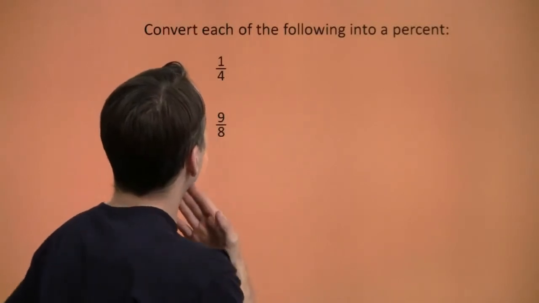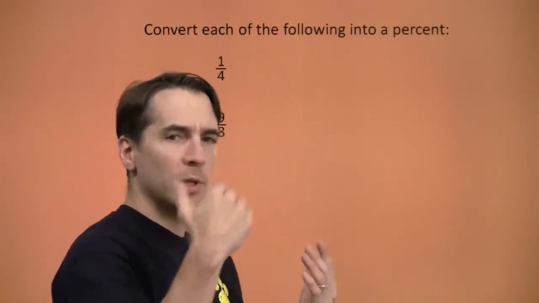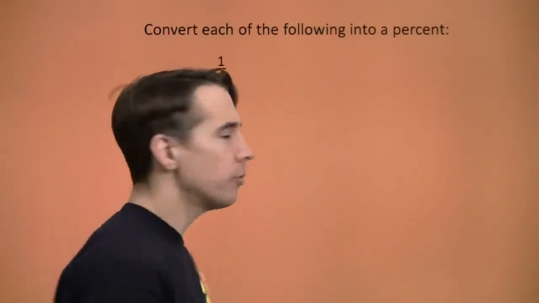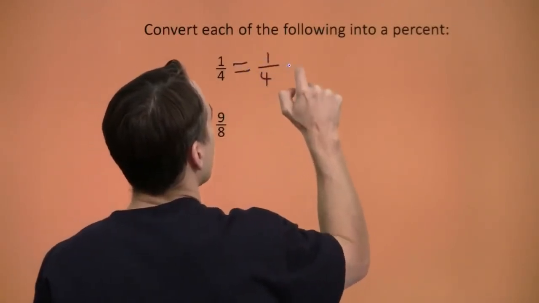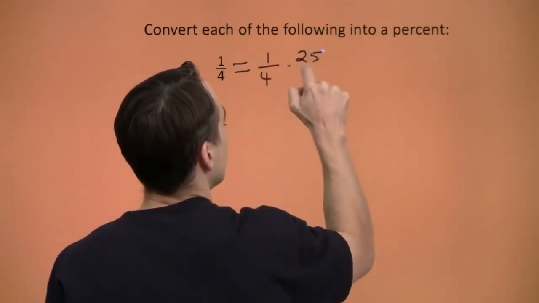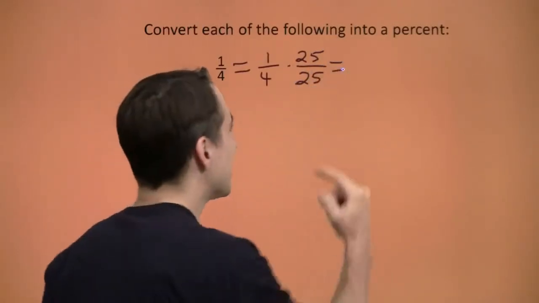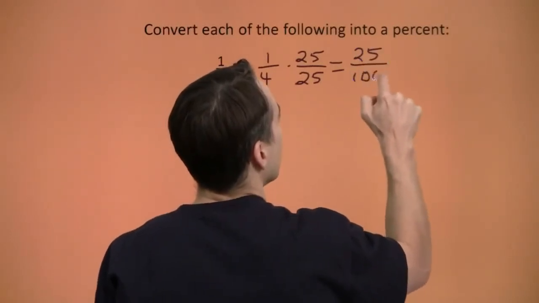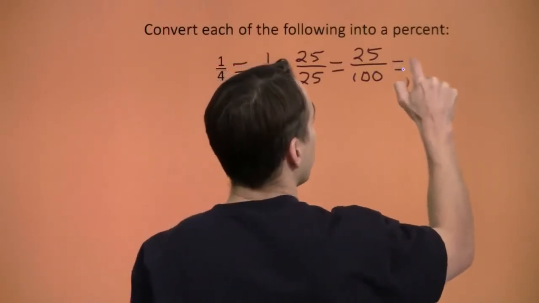Well, let's see. I know how to turn something over 100 into percent, because something over 100, that's something percent. So if I can turn this into something over 100, then I'll be set. So we're going to use that strategic multiplying by 1 strategy. Multiply this by 25 over 25, because that'll make my denominator 100. And once I've got 25 per 100, then I know I've got 25%.